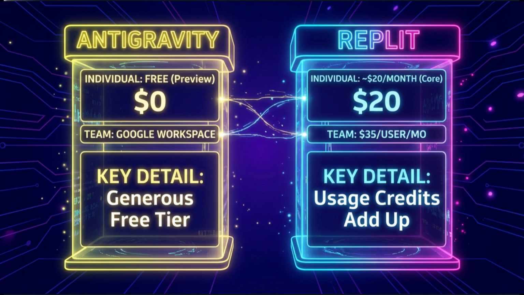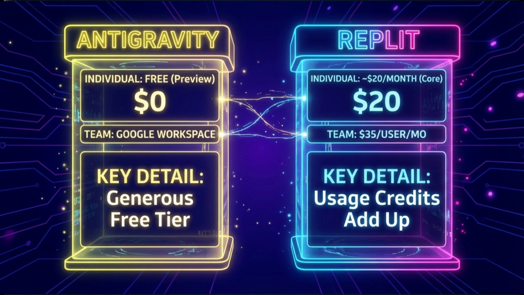Replit has more of a freemium model. You can get started for free, but to really unlock the AI agent and the hosting features, you're looking at a paid plan, somewhere around $20 a month. But here's the kicker. Replit also uses these things called effort-based credits for AI tasks and hosting, and that can lead to some unpredictable and sometimes pretty high bills, which is something you hear a lot from the community.